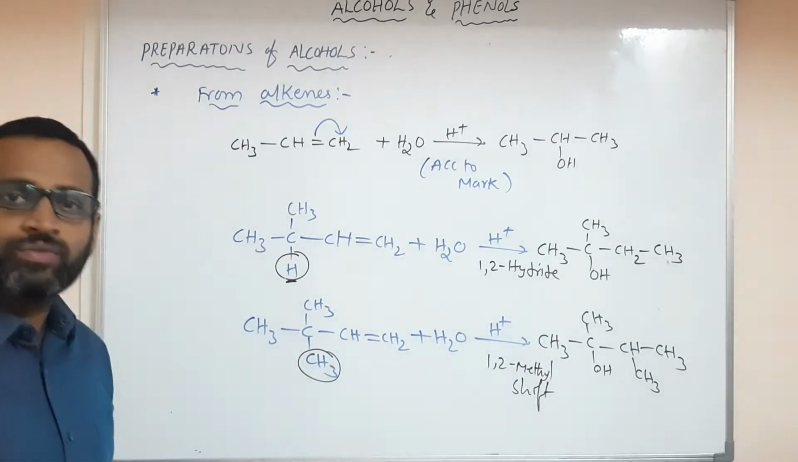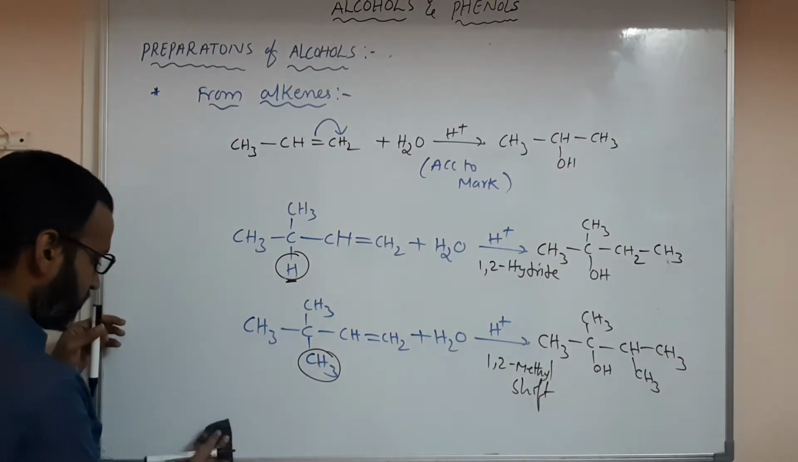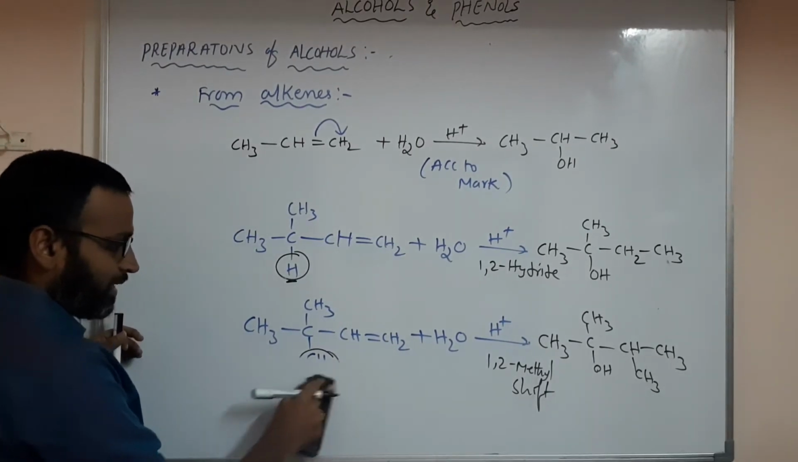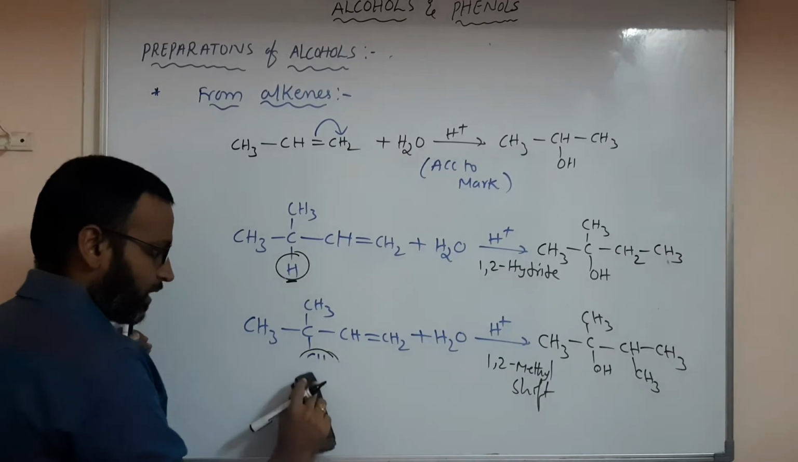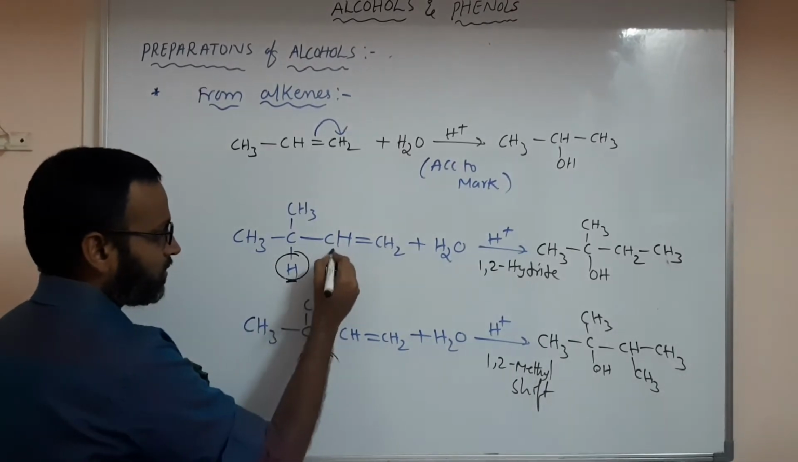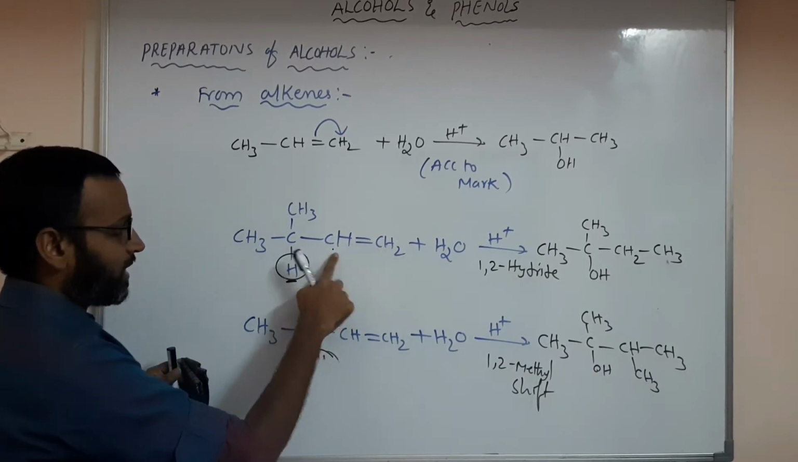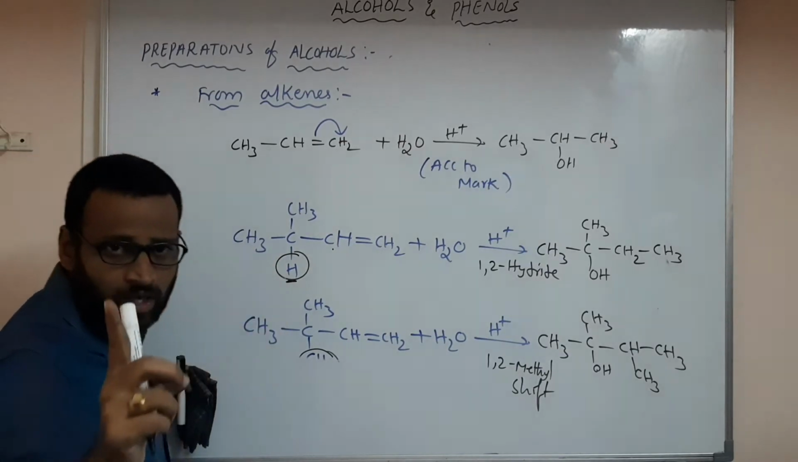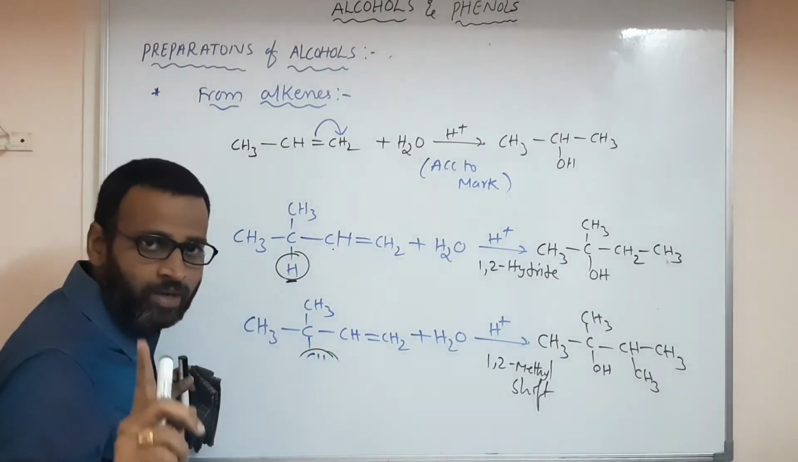1,2 methyl shift. Understanding? So this is the most important thing for us. If a methyl is there at the adjacent position, adjacent to the double bond, you have to observe that. Very simple. Here, 2 carbons are there, so it is secondary. For this carbon, 3 carbons are there, so it is tertiary. Tertiary carbocation is more stable than secondary and primary, or not?